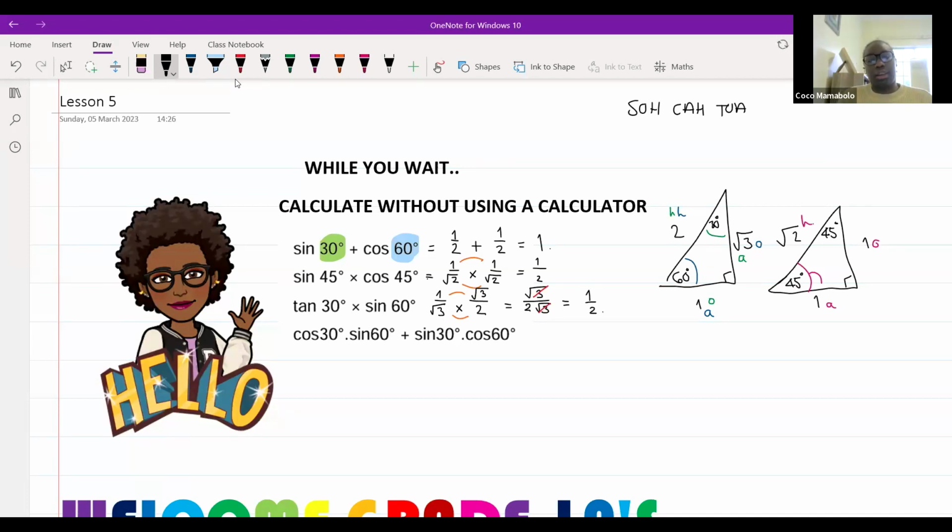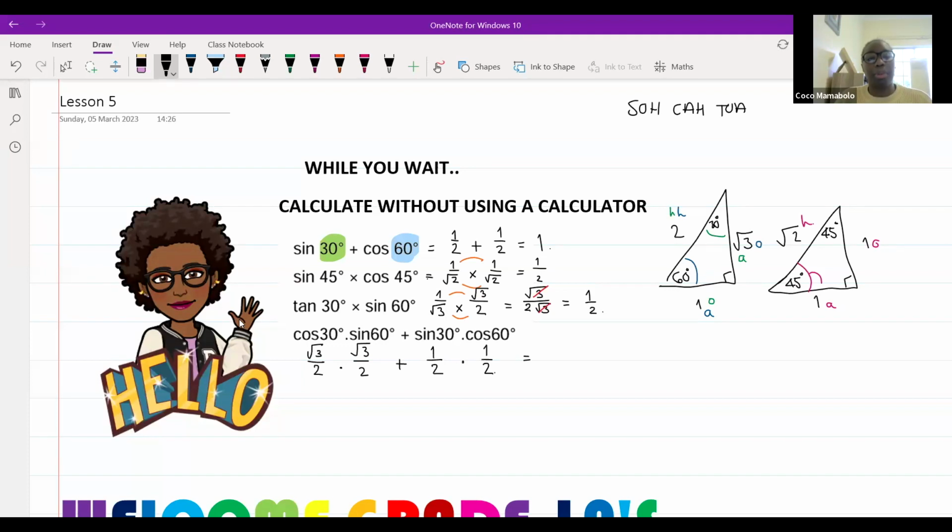Okay, so the last one over here takes a little bit more work, but I'm going to try and go at it a little bit fast because what we're doing is just doing the same thing over and over again. Cos of 30 degrees, cos is adjacent over hypotenuse. So that is going to give me root of 3 over 2 times sine of 60, which is opposite over hypotenuse. That's also root of 3 over 2, plus sine of 30 is 1 over 2, opposite over hypotenuse, times cos of 60, which is also 1 over 2.